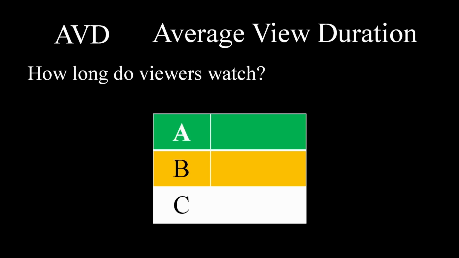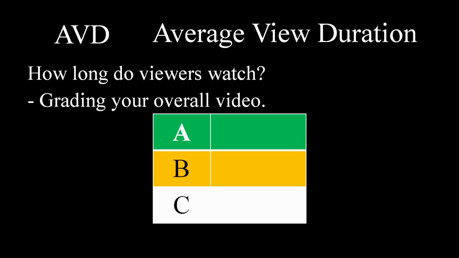This is how long do viewers watch, grading your overall video. Now I know right there you've got to be thinking, I thought that's what retention was. Well, retention and average view duration work hand in hand. Now, preferably, YouTube would like to see the higher minutes in actual minute form. And that's what average view duration is. But YouTube is also aware that there is medium to long form content, like what many gamers put out, which averages usually about 10 minutes, 20 minutes, 30 minutes in video length.